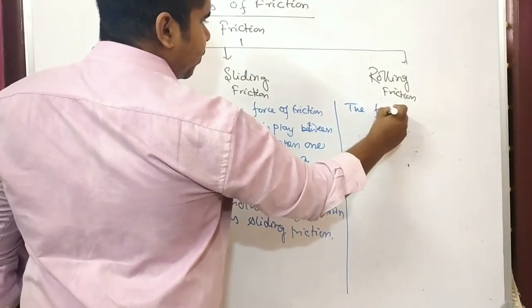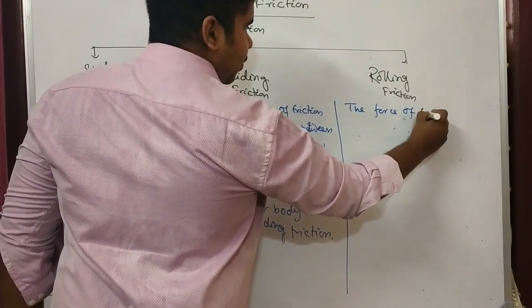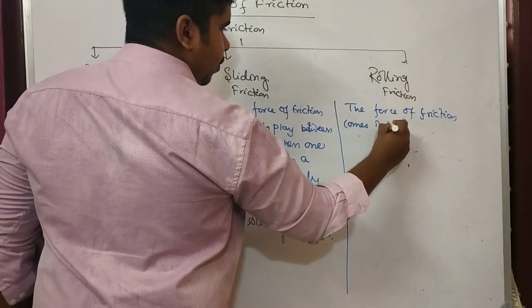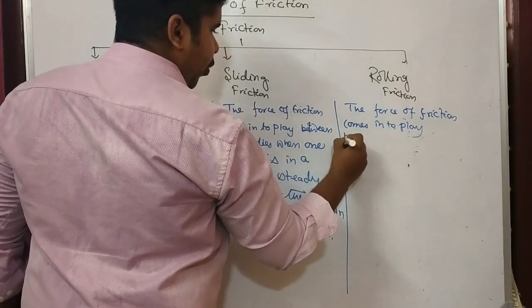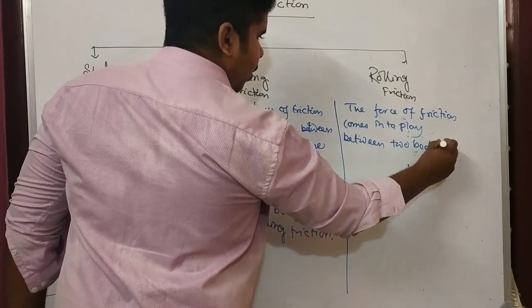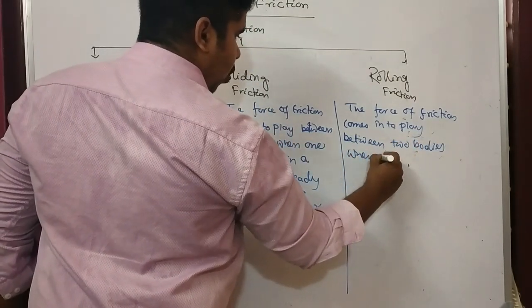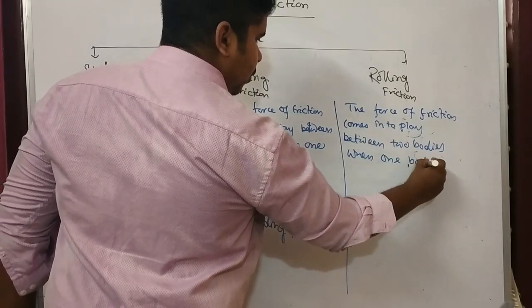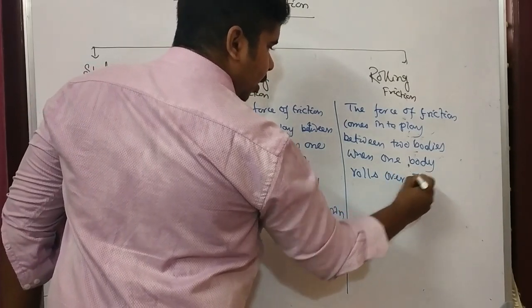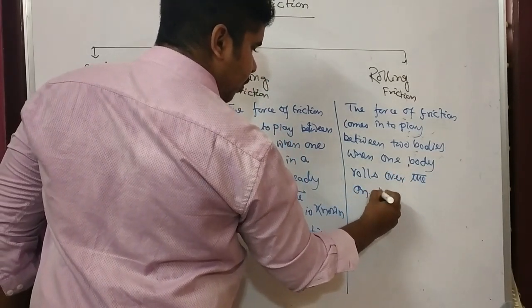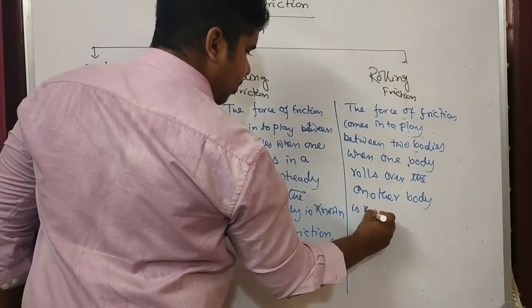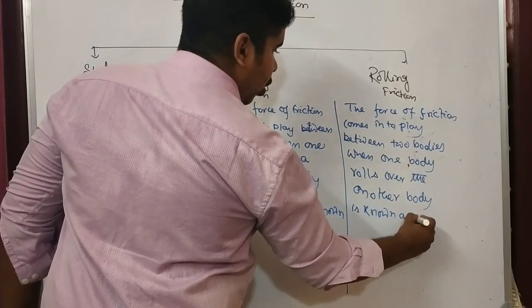The force of friction comes into play between two bodies when one body rolls over the another body is known as rolling friction.